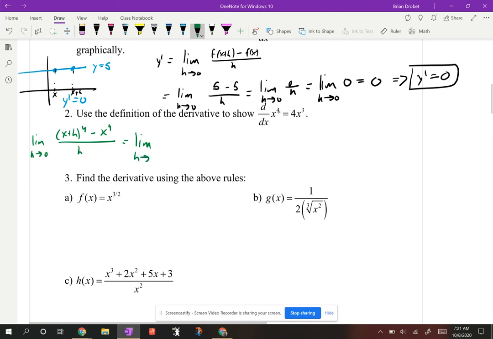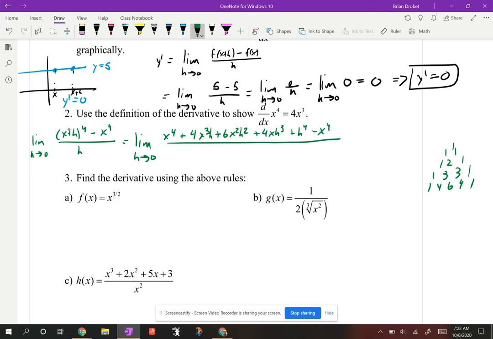Now I'm going to use the binomial theorem to expand x plus h to the fourth. Let me make sure I have my Pascal's triangle right here: 1, 4, 6, 4, 1. Okay, x to the fourth, 4x cubed h, 6x squared h squared, 4x h cubed, h to the fourth, minus x to the fourth, all over h.